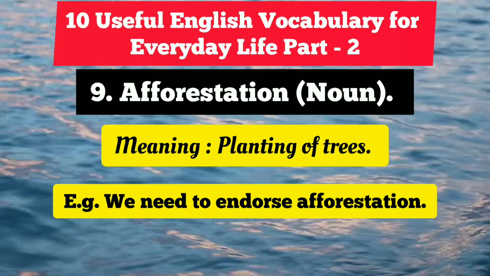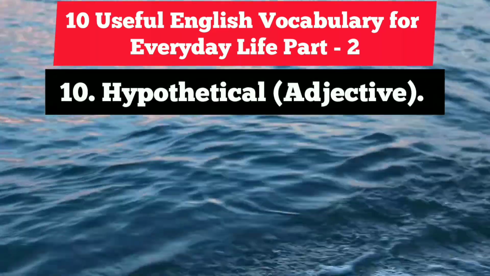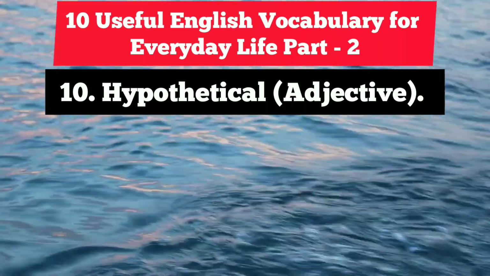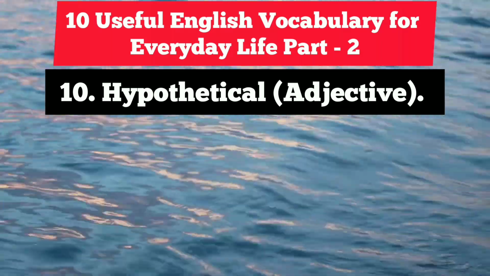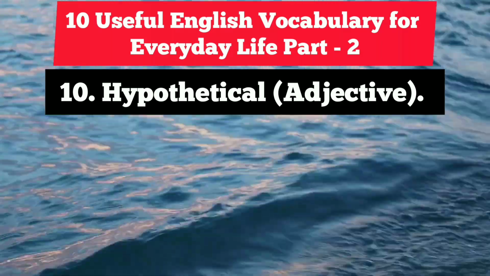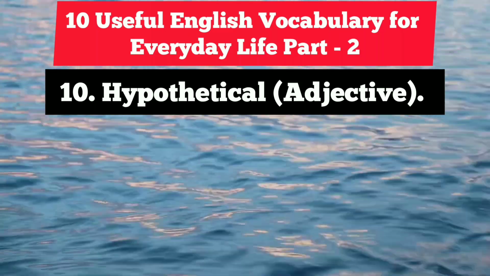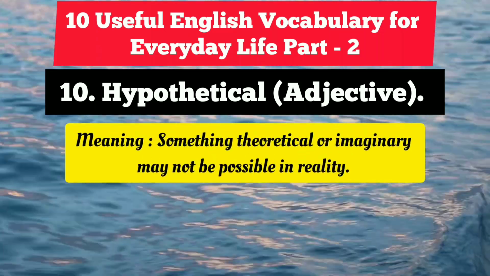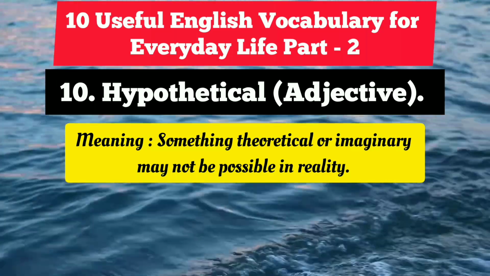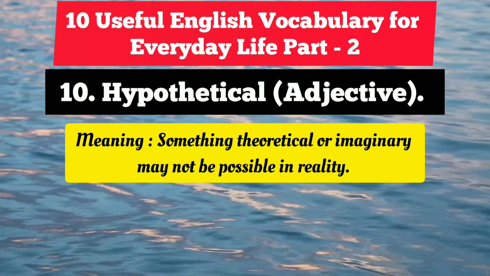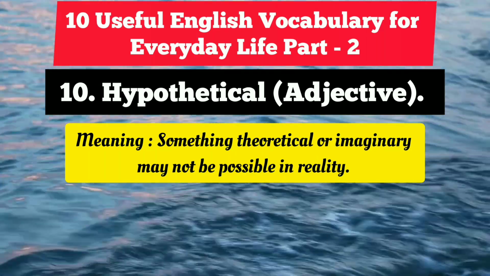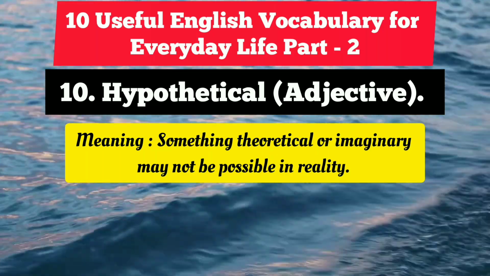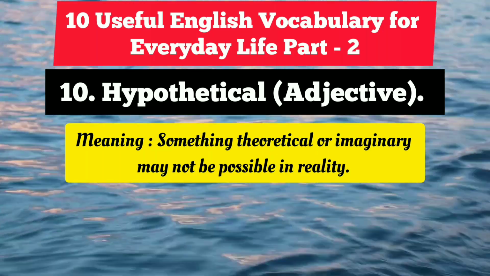So up next, we will see the last important and useful English vocabulary for today and for everyday life, in fact. So that is hypothetical. Hypothetical is an adjective. It means something theoretical, something which may be possible, something theoretically possible or imaginary, may not be possible in reality. That is called hypothetical. There is a chance which is like maybe not real, in reality it's not possible, it is possible theoretically. So that's called hypothetical. So let's see how to use it.